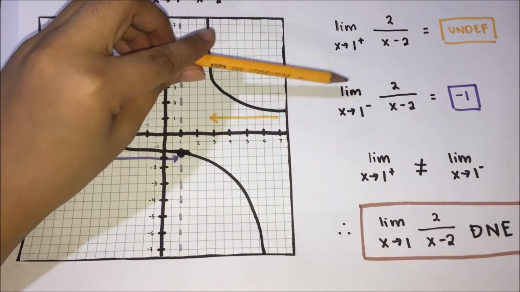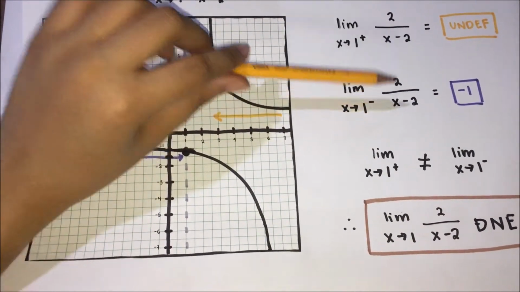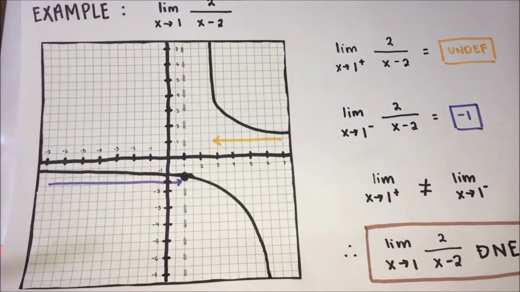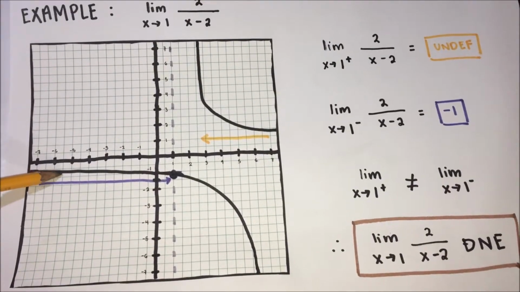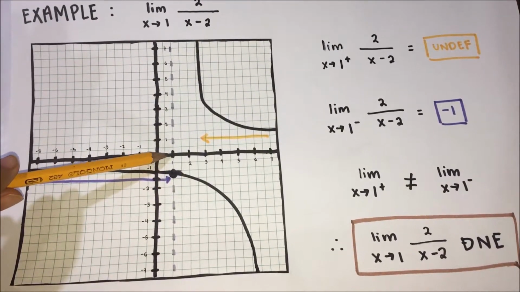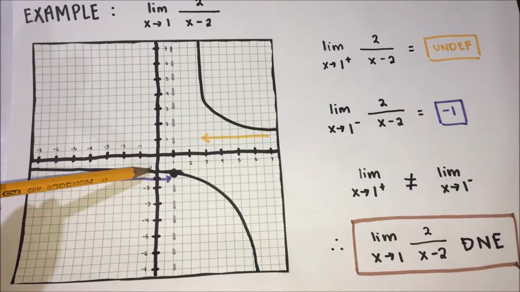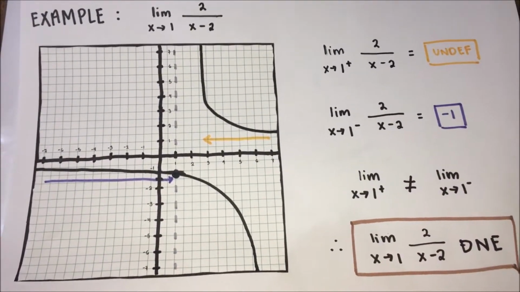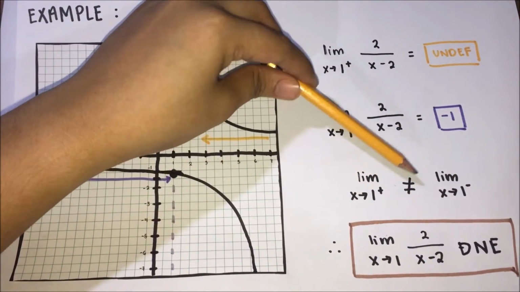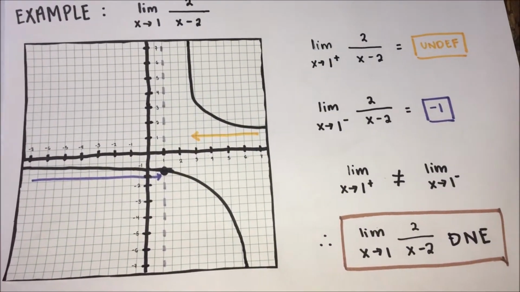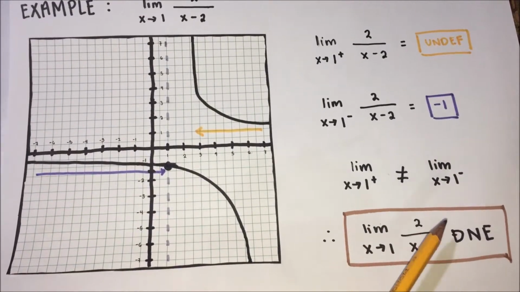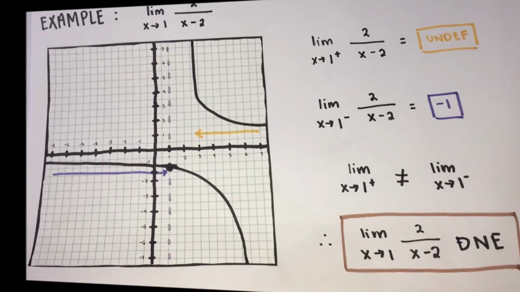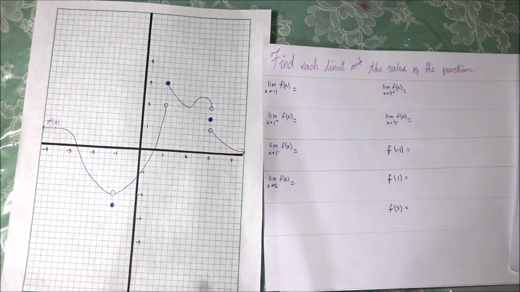Then the limit of 2 divided by x minus 2 as x approaches 1 from the negative side is negative 1, because the line from the negative side as it approaches the x value of 1 has the y value of negative 1. Therefore, the answer will be negative 1. So we can see that the two answers are not equal. So the result will be that the limit of 2 divided by x minus 2 as x approaches 1 does not exist.